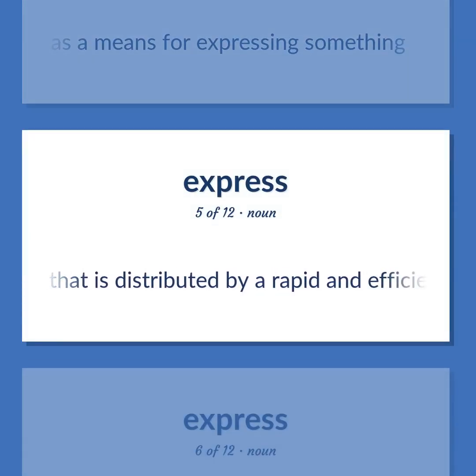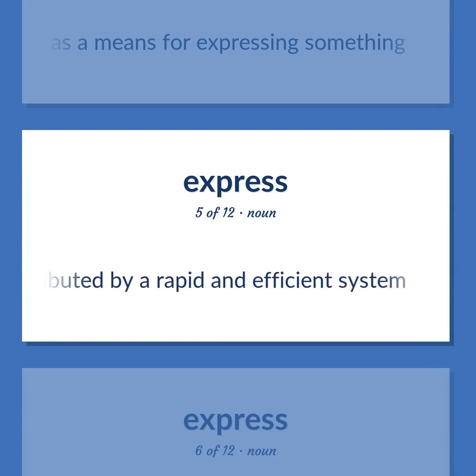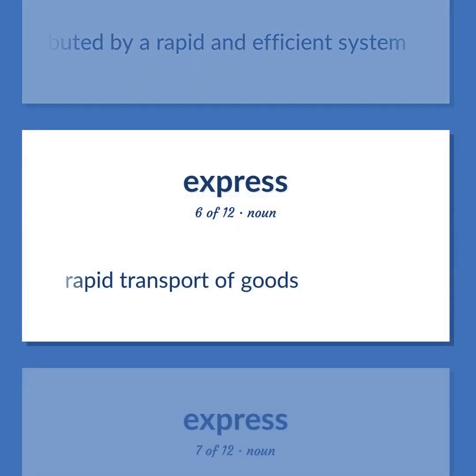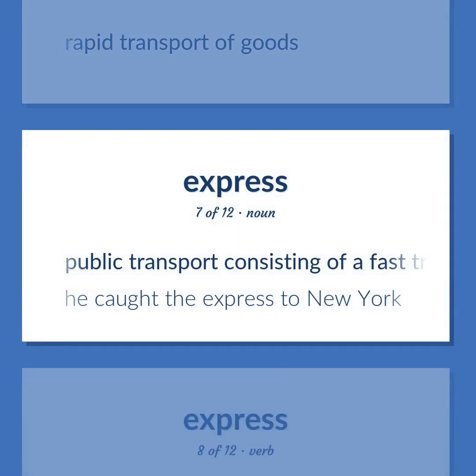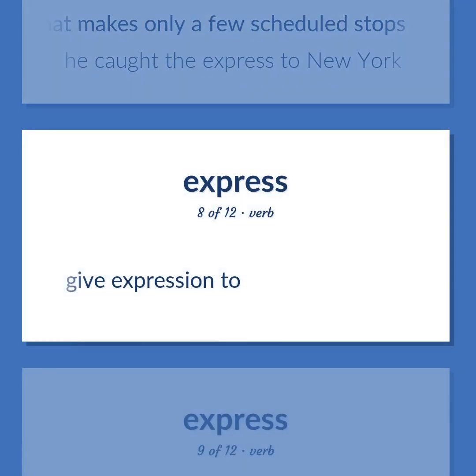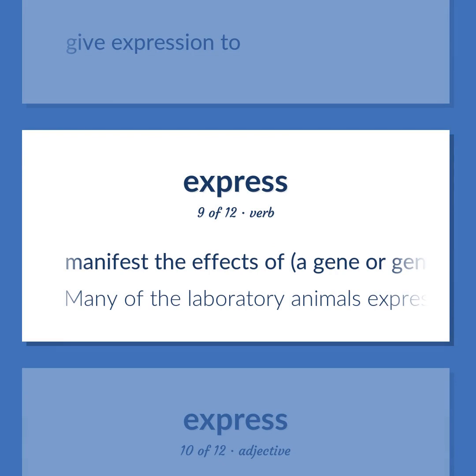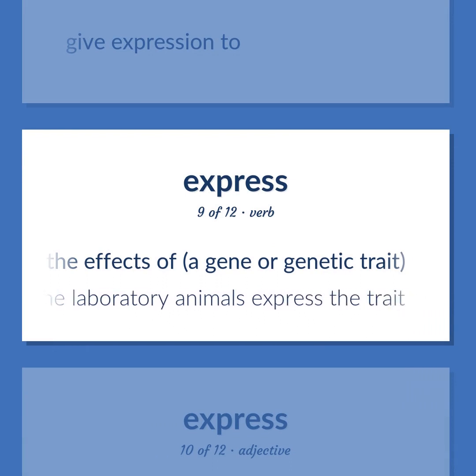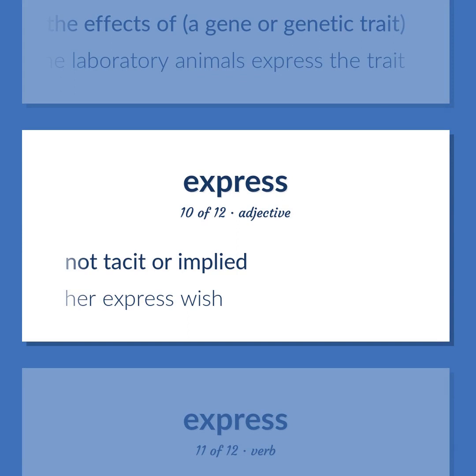Mail that is distributed by a rapid and efficient system. Rapid transport of goods. Public transport consisting of a fast train or bus that makes only a few scheduled stops. He caught the express to New York. Give expression to. Manifest the effects of a gene or genetic trait. Many of the laboratory animals express the trait. Not tacit or implied. Her express wish.